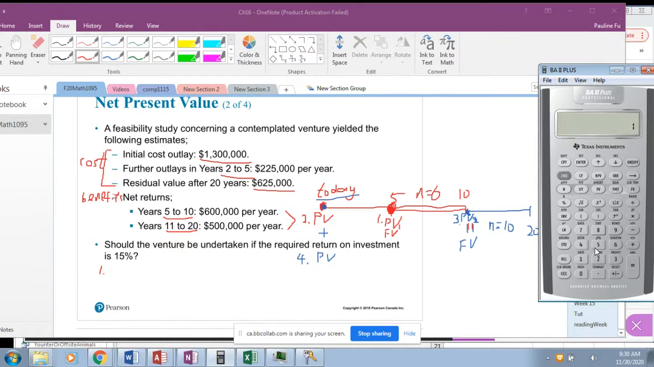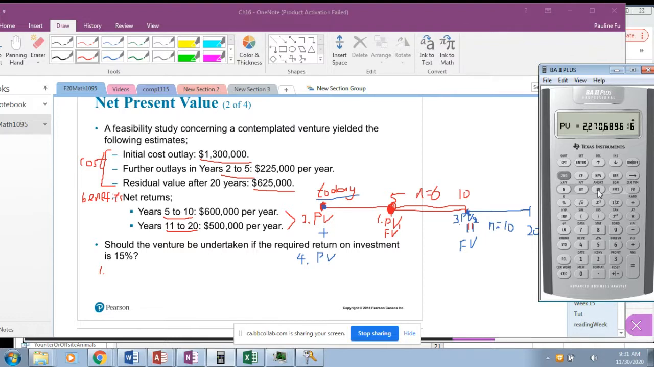Okay. 15 is IY, interest. From year 5 to year 10, N equal to 6. 6 is N. Okay. So we enter the 3 numbers. We need 4 numbers. 0 is FV. Final step, compute PV. So this is my number.